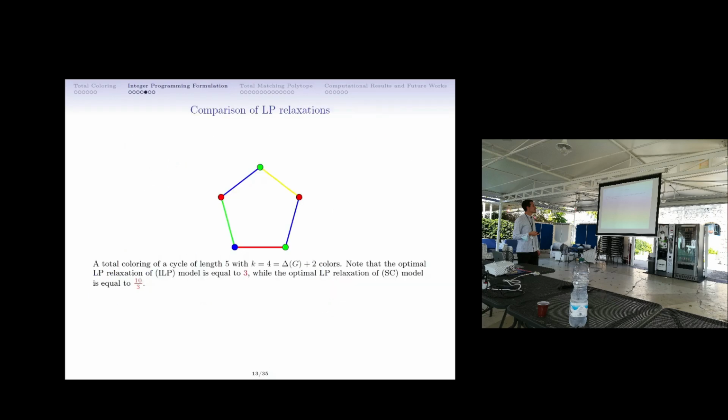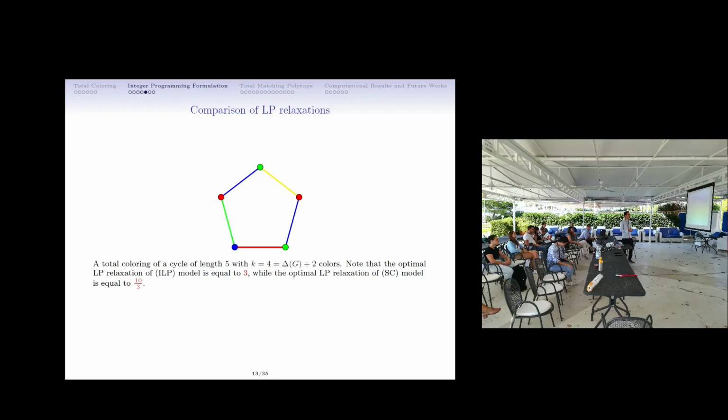We can then compare the LP relaxation of the assignment model to the set covering model. In this tiny graph, the optimal value of the assignment model is 4, since we have delta plus 2, but the set covering model gives us a stronger LP lower bound, since the optimal value of the set covering model is 10 over 3. Instead, the integer optimal value is 3.